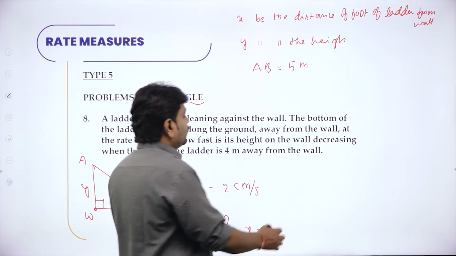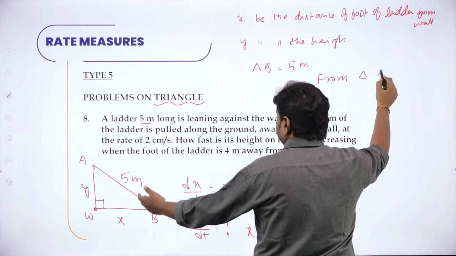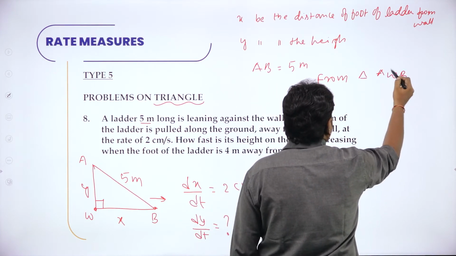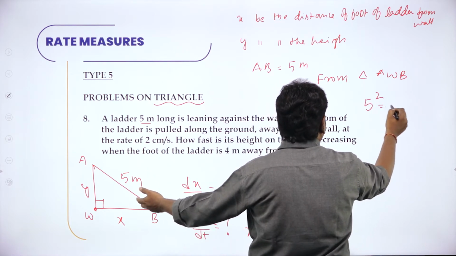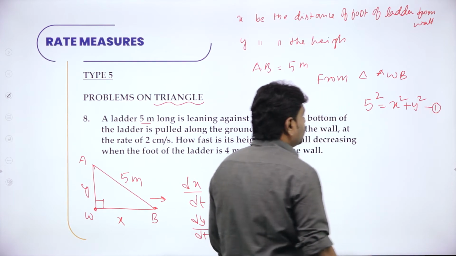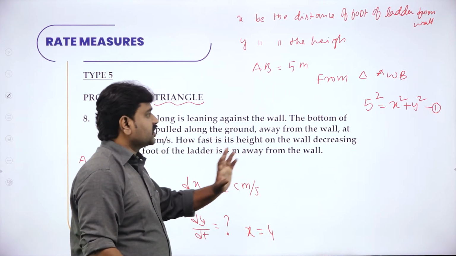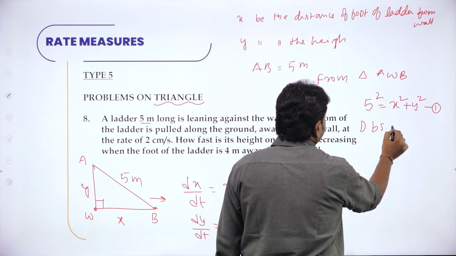So from triangle AWB, or you can say ABC, anything. What is the Pythagoras theorem? Hypotenuse square, 5 square is equal to x square plus y square, can I say? Correct, as equation 1. Now I want dy by dt, so differentiate both sides with respect to t.